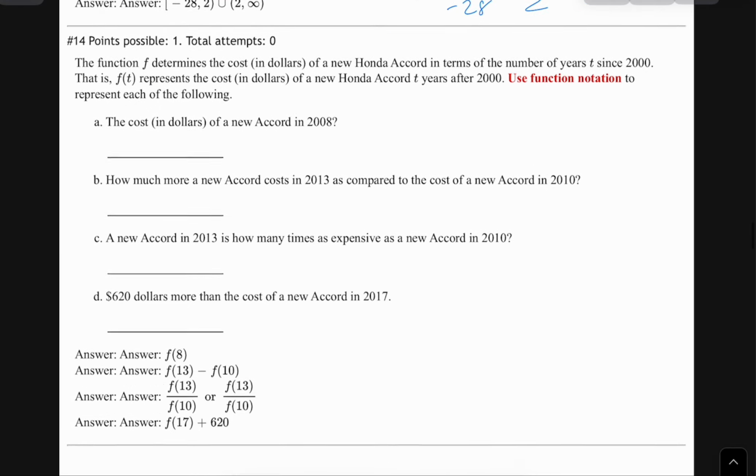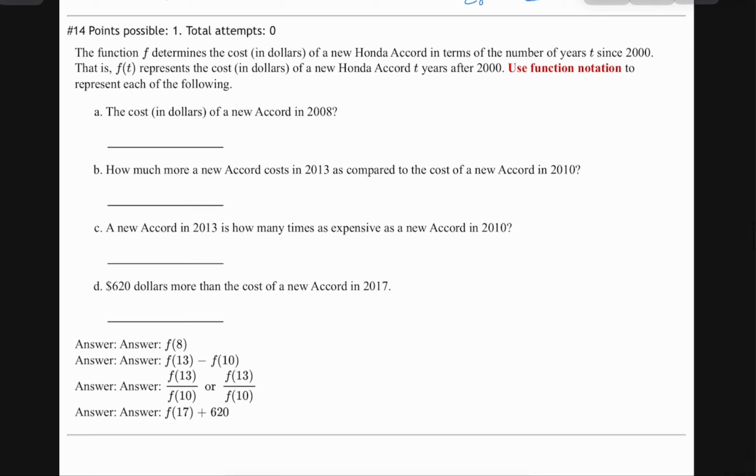Let's look at 14. Using function notation to represent the following. Okay. The cost in dollars in 2008. Now, the function says that f of t is in dollars. That is the cost of the car, the Honda Accord. T is years since 2000. So if I want to write the cost in dollars of a new Accord in 2008, that is just my function 8 years after 2000.